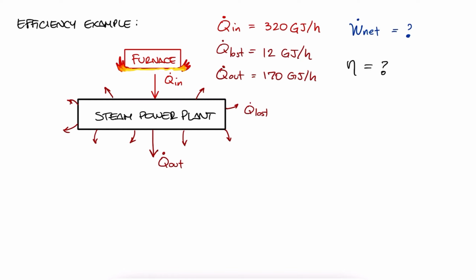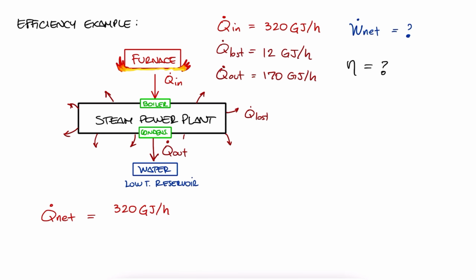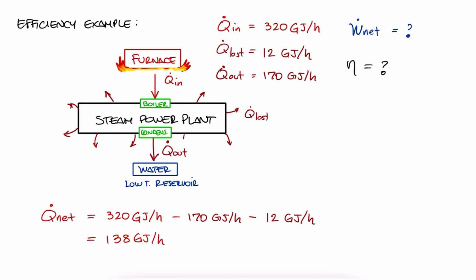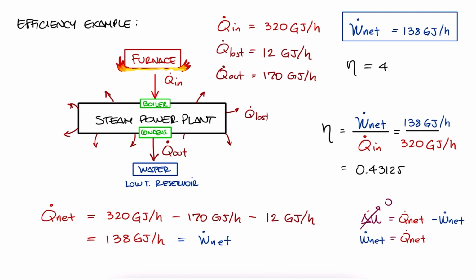To solve this problem, all we need to know is how much heat is being lost. Out of the 320 gigajoules per hour that the plant receives, 170 goes to the water, the low temperature reservoir, and 12 goes to the pipes and components. Therefore, only 138 will be converted into usable energy, and that will be the net output. As for the efficiency, we defined it as W net over total heat in, or 138 over 320. This results in 43.1%. And that's it.